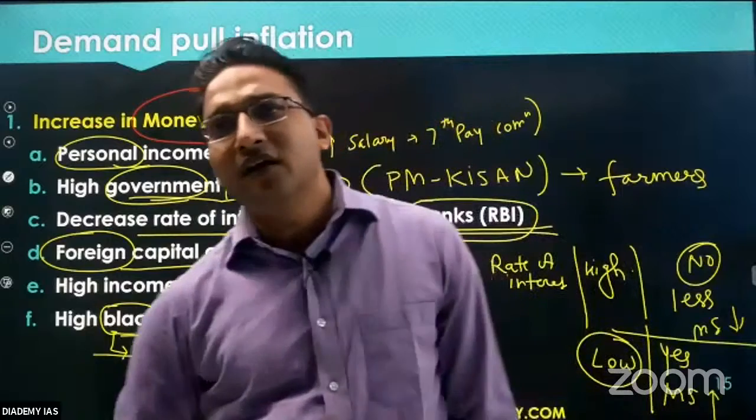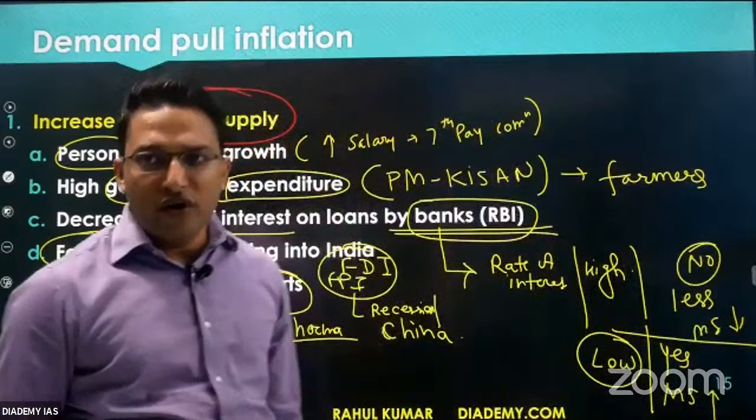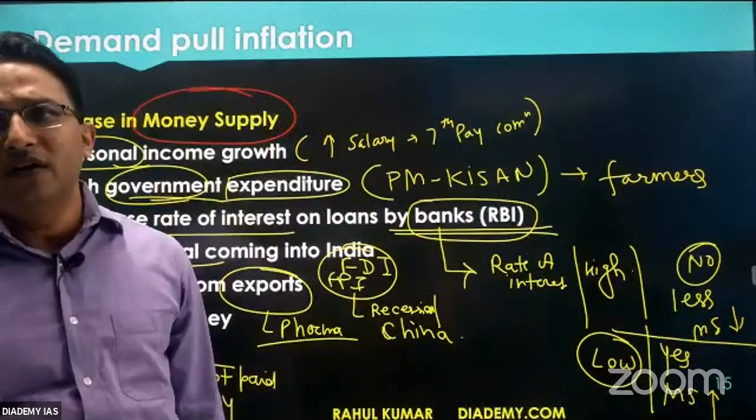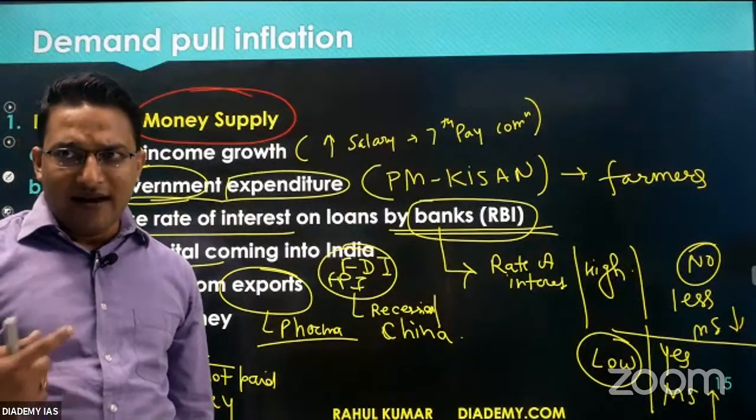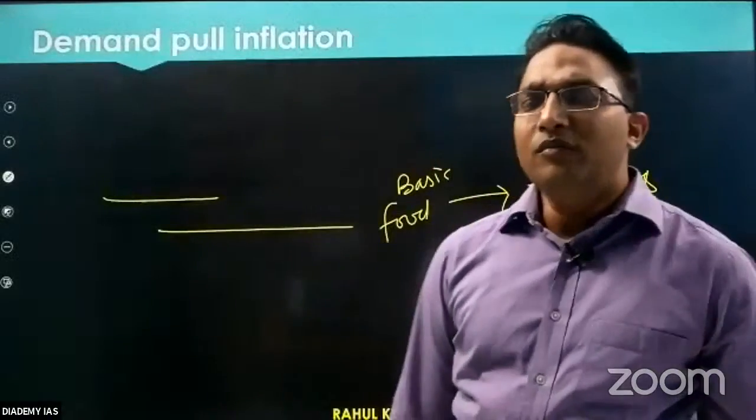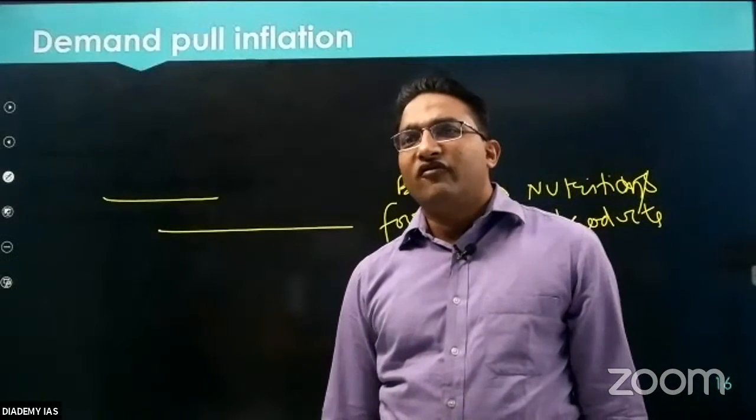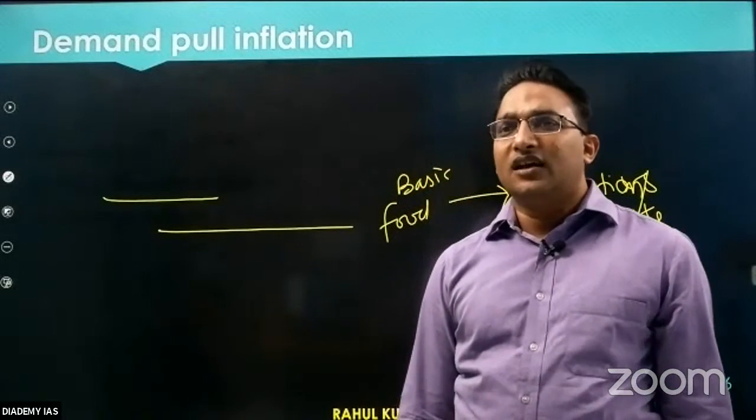What is the meaning of black money? Unaccounted, untaxed money, money on which tax has not been paid, that is unaccounted money, right? Now apart from this, apart from the factors which increase the income, there are other factors.